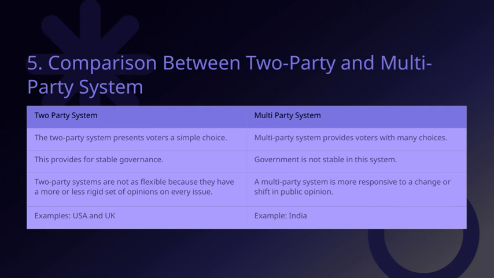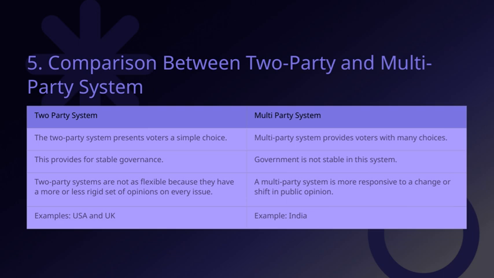However, one key point to remember is that two-party systems tend to be less flexible. They often have a more or less rigid set of opinions on issues, which can limit responsiveness to changing public attitudes. On the other hand, a multi-party system, such as in India, provides voters with many more choices. This diversity allows the government to be more responsive to shifts in public opinion, adapting more quickly to new issues or concerns. The trade-off, though, is that multi-party systems might face challenges in maintaining stability, as coalitions can be more fragile and complex to manage.